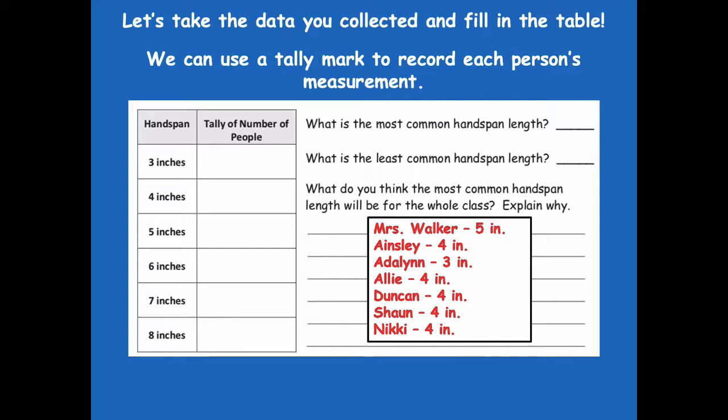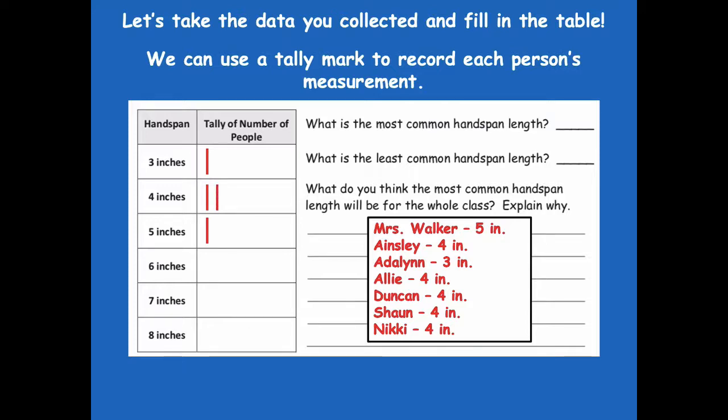So we're going to take that data and pretend that that's what we just collected in the previous part. We're going to use a tally mark to record each person's measurement, going one person at a time. So Mrs. Walker, that's me. My hand span was 5 inches, so I draw one little line like that. Then we go to the next person, Ainsley, and hers was 4 inches. So she gets a little tally mark too. Adeline's was 3 inches, so she gets a tally mark under 3 inches.